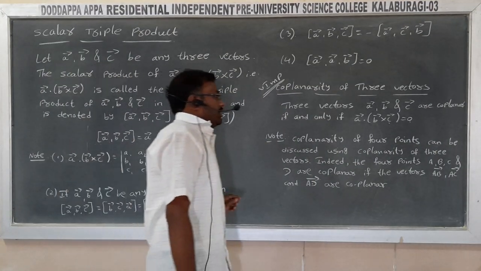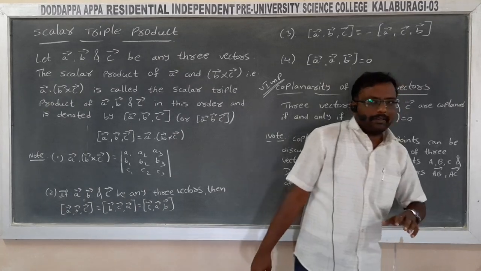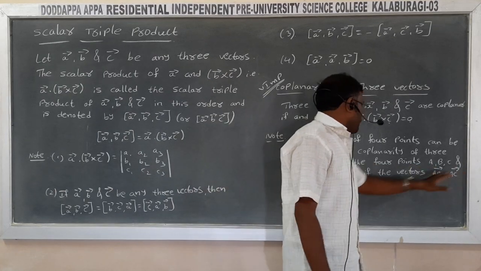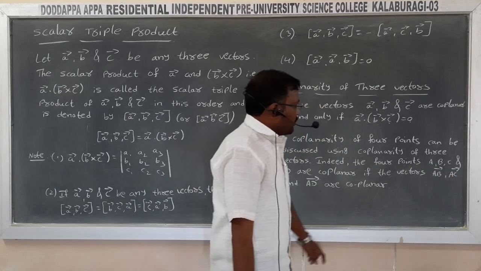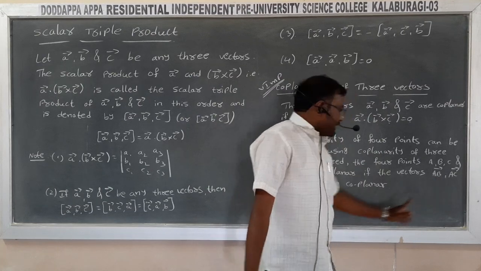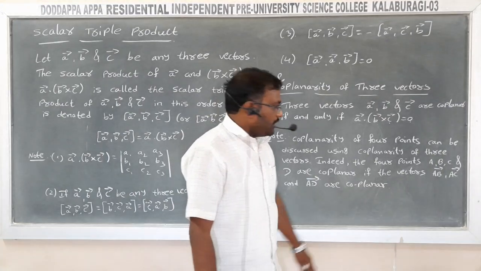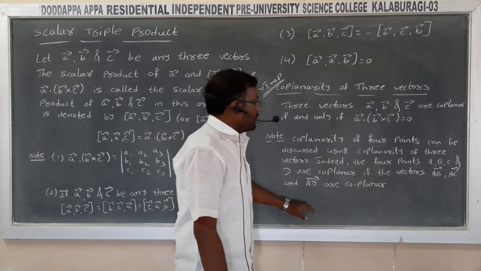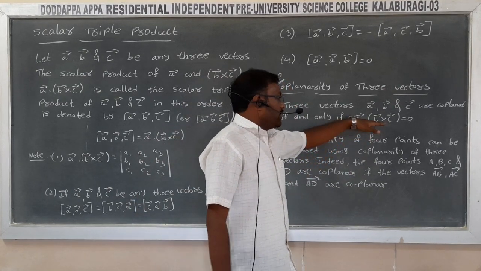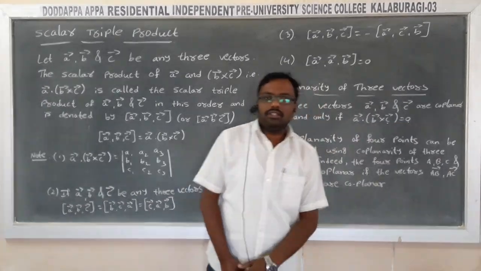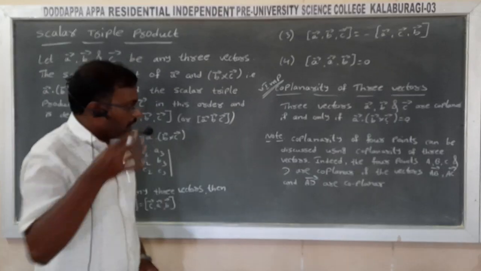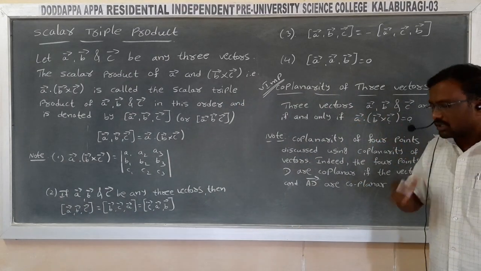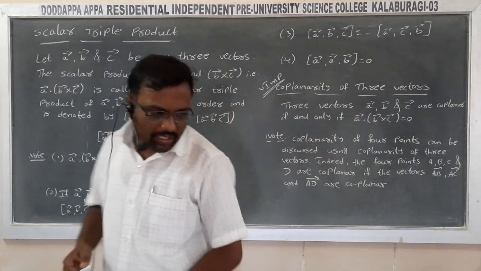Here vector A, vector B, vector C, three vectors are there. But when they give four points, how can you find this? First you find AB, afterwards AC, afterwards AD. Then apply the formula: vector AB dot of vector AC cross vector AD equal to 0. If it comes 0, then it is coplanar. Is it clear? This is the small concept for scalar triple product, right? Now we go for problems.